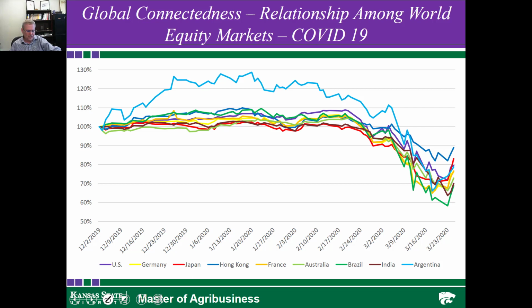The last thing we're going to look at before we move forward is the whole issue of global connectedness. What I've done is I've taken the equity market returns from the US, Germany, Japan, Hong Kong, France, Australia, Brazil, India, and Argentina, and tracked how they performed since December 1st, 2019. The idea here is, as the COVID-19 pandemic moved across the globe, how closely did these equity markets move?